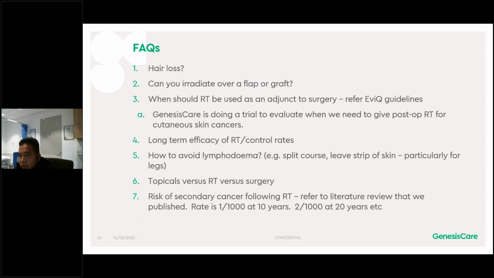The next question will be, can you radiate over a flap and a graft? Yes, the short answer is yes. I think this question will probably be more relevant to patients who've had a skin graft, usually a split skin graft, usually done by a plastic surgeon. It's a very thin layer of skin, usually taken from an area like the thigh, and put in different parts of the face or the scalp. We have to be a bit more careful with split skin grafts.